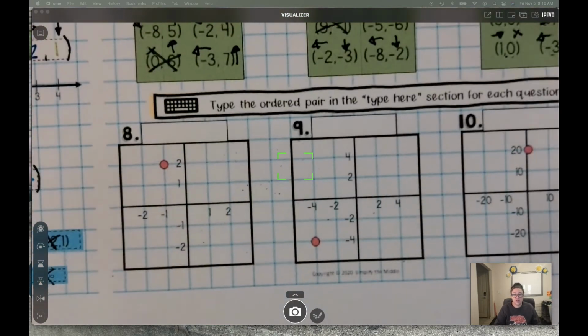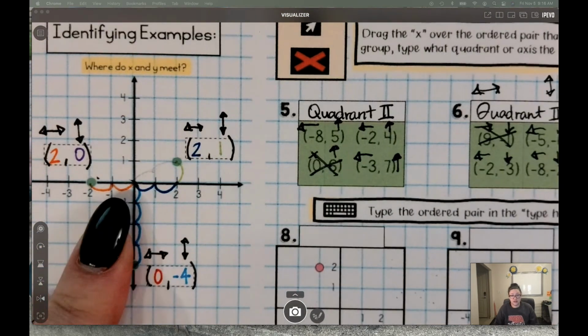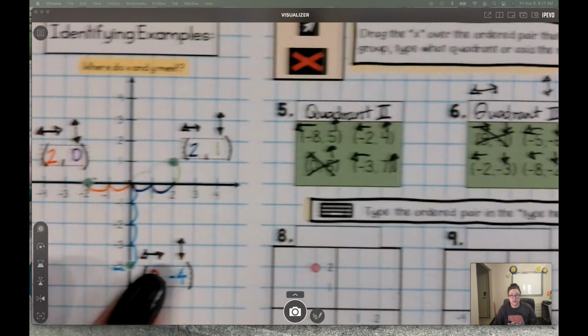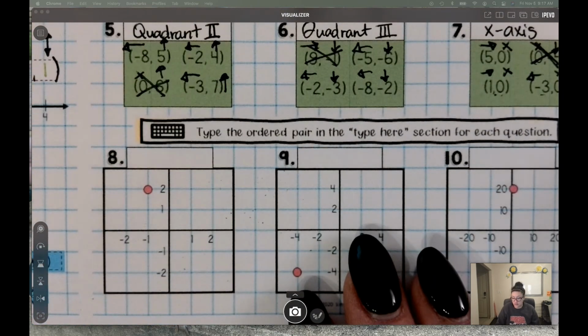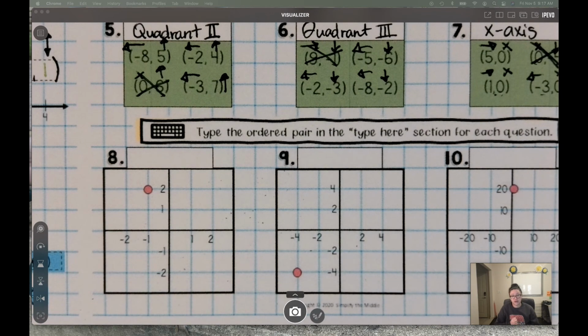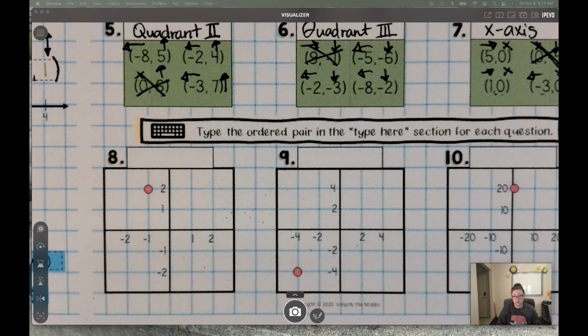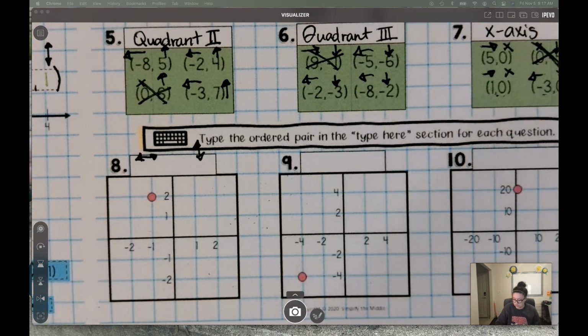So this next bit for 8, 9, and 10, we already did a little bit of it up here where we wrote the coordinates for those different points. You're doing the same thing here. They want to see those ordered pairs written out for those 3 different points. I want you to try number 8 on your own. Pause the video, try 8 on your own.